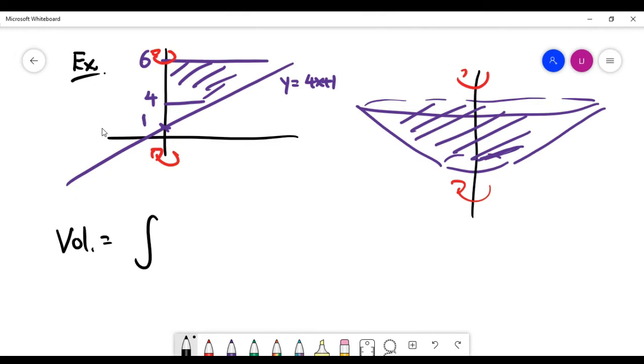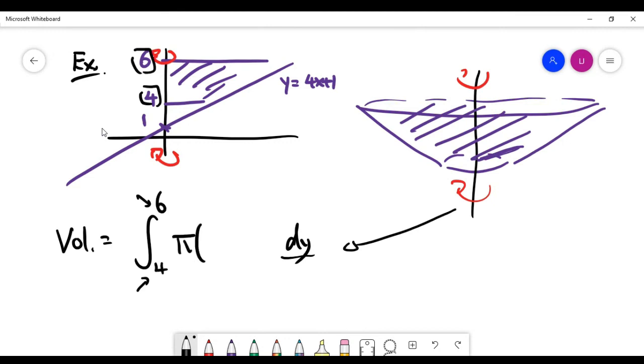And please recall what we have. It should be a dy integration, because now it is the y-axis rotation, right? And for the dy integration, the upper and lower limits follow the y-axis from the lowest point to the upper point, which is from 4 to 6. And the content inside the integral should be pi r squared. And this part is about x equals g of y.